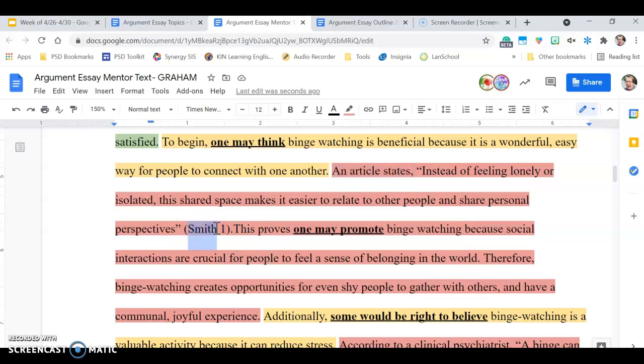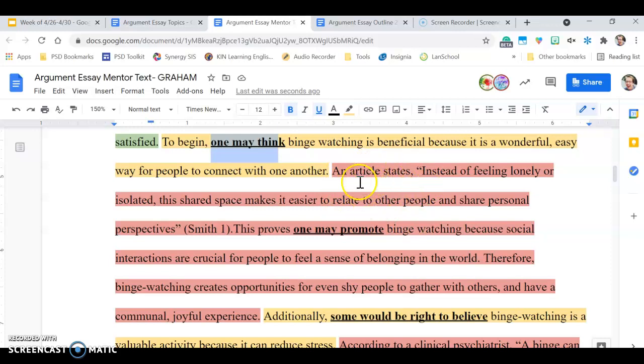There's another person out there that agrees with your idea, and so you're using their credibility. It's almost like ethos, right? You're using their ethos to say to your reader, hey, I'm right. Binge watching is good because it lets people connect with each other, or at least in this case, some people think that.